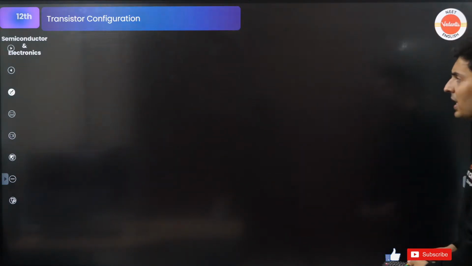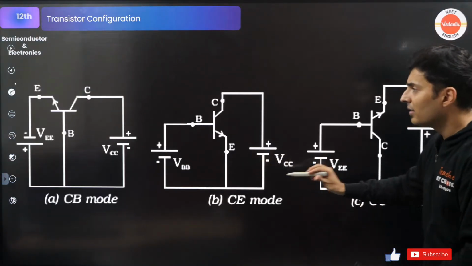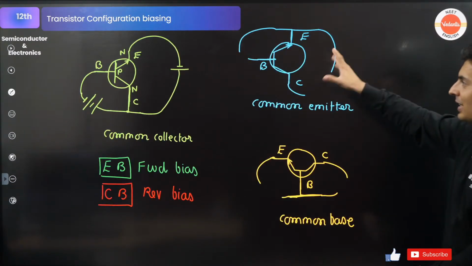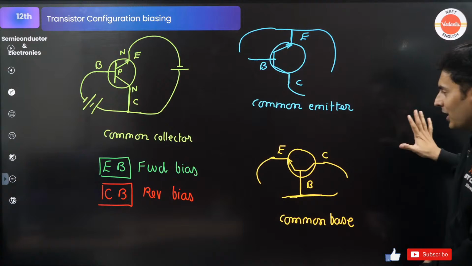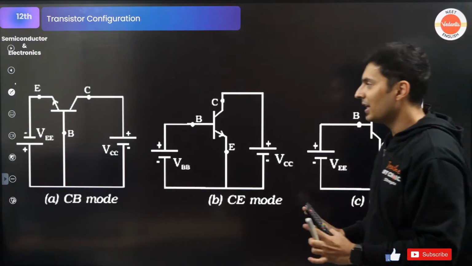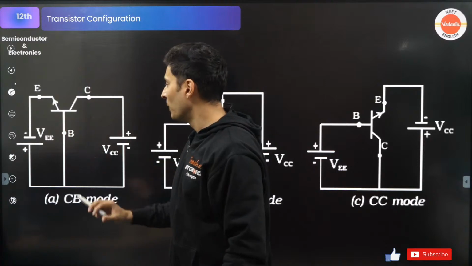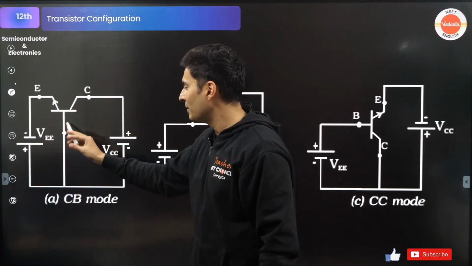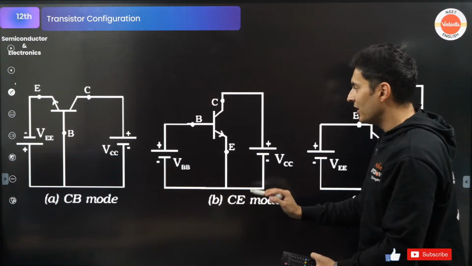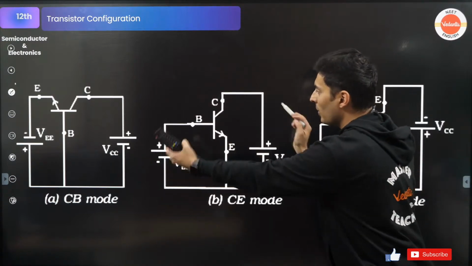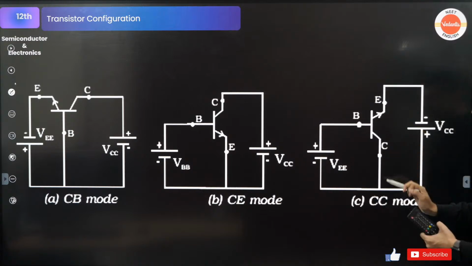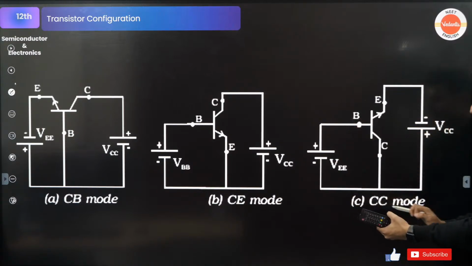The same thing I have put up over here, all three different configurations. This diagram might look a little different, but give or take it is the same diagram, just drawn a little more neatly, nothing else, guys. You can see over here, this is common base. The base is common to both circuits. Here this is common emitter. You can see the emitter is common to both the circuits. Over here, the collector is common to both the circuits, so common collector mode.